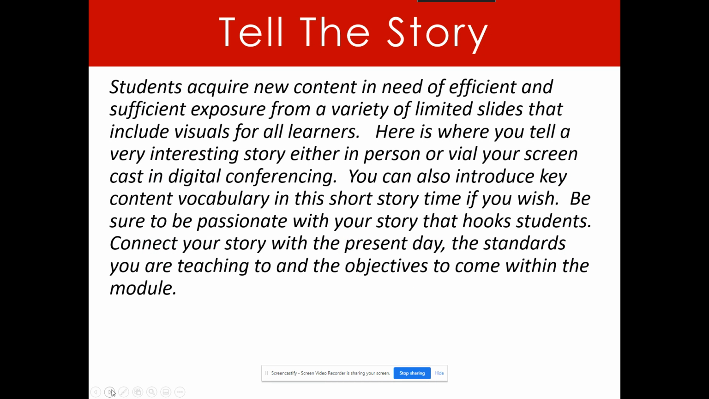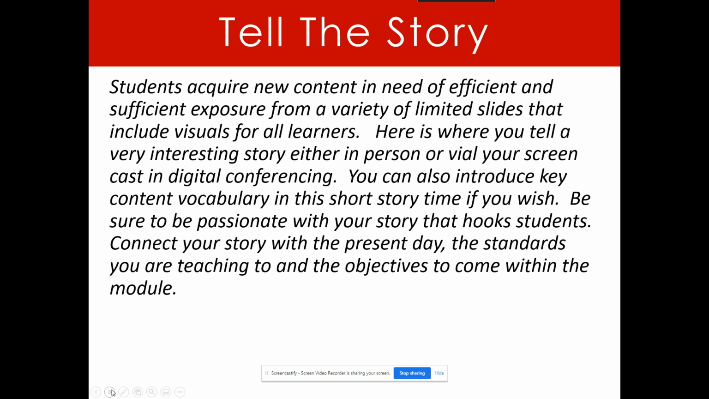Then you will definitely tell a brief story. These final slides are final slides of direct instruction, but students need to acquire new content here for sufficient exposure. And here's where you tell a very interesting story, either in person or via your screencast in digital conferencing. You can develop a Screencastify if you're doing distance learning, but you can also introduce key content vocabulary here in this short story time if you wish, and be sure to be passionate with your story and hook students.